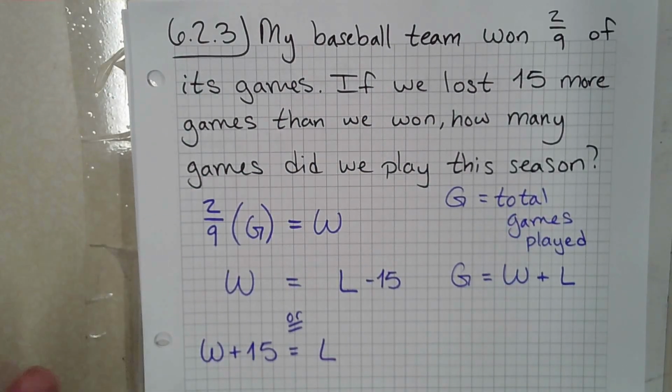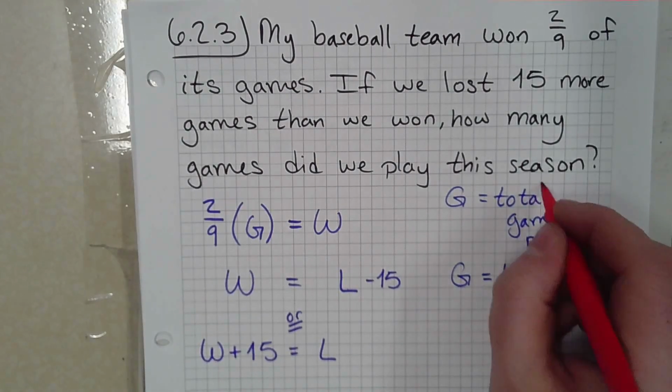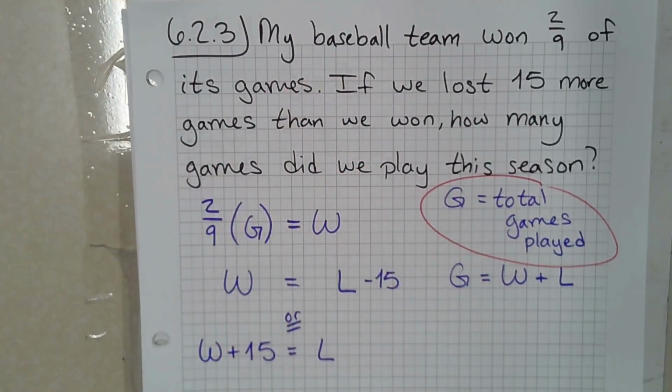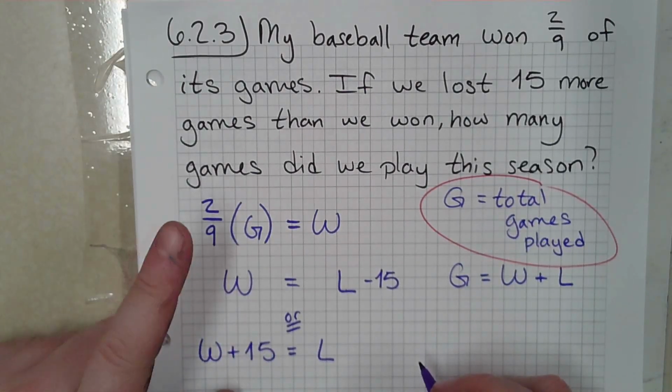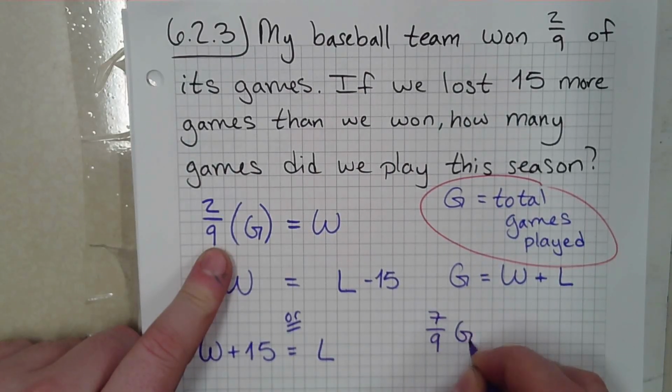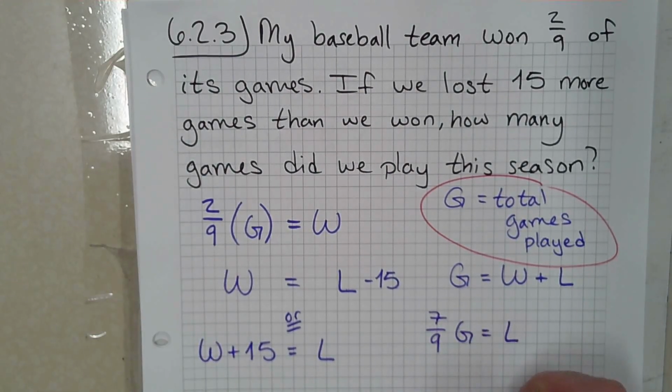So here are all the things we know, and this is what we're looking for. Keep your eye on that ball. I guess literally in this case, it's baseball. So how can we set this up? Well, I think there's one other thing that we've forgotten about. We know that if 2/9 of the games are wins, we know 7/9 of the games must have been losses.